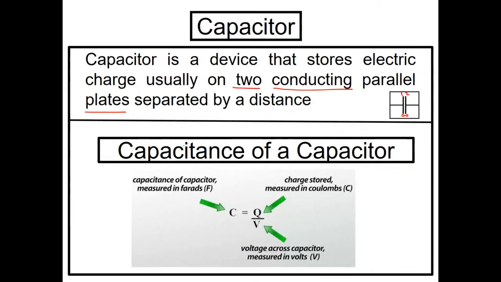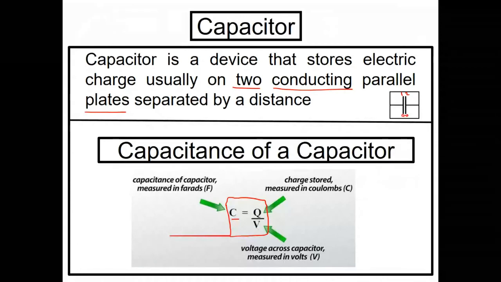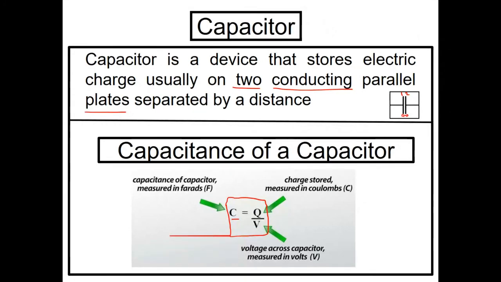Understand, my dear? Okay, let's come to the capacitance of the capacitor. My dear, the capacitance of the capacitor is given by the formula C equals Q over V. C is the capacitance of the capacitor, where Q is the charge stored on the capacitor, and V is the voltage across the capacitor. My dear, this is one of the important rules, and we are going to use this rule in many cases. So C equals Q over V.